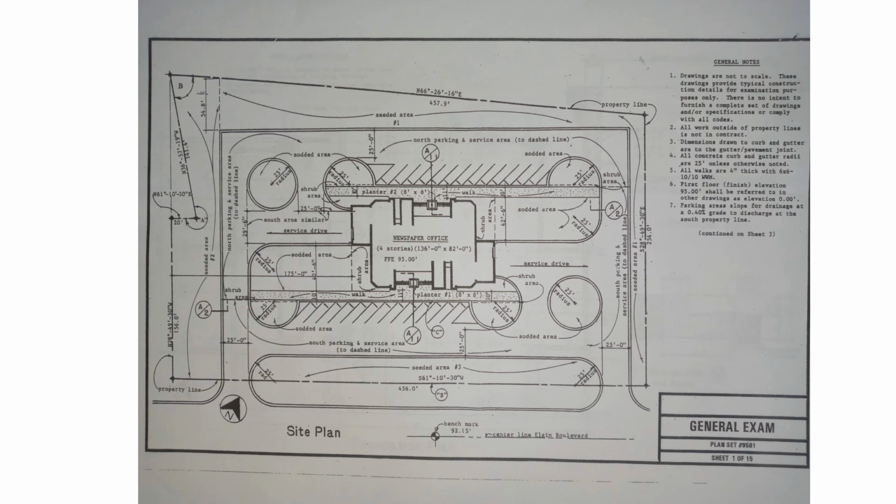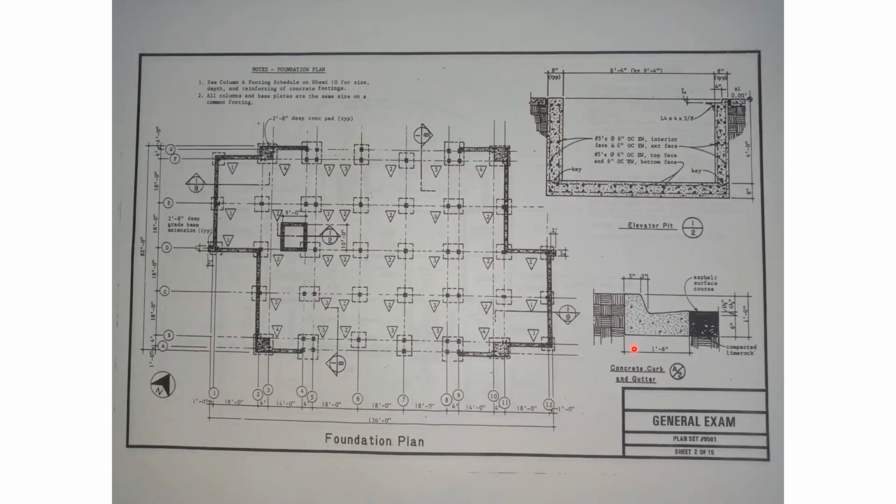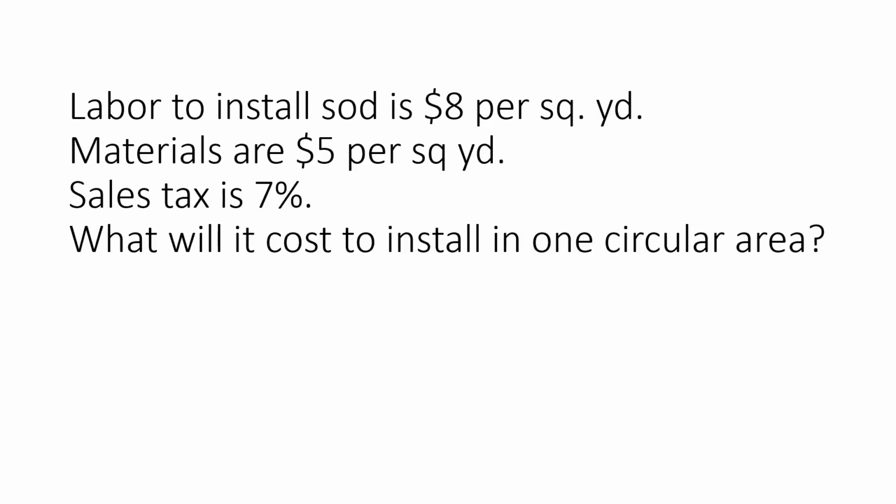As we go forward, on the next page there's a detail of the gutter. The gutter is 1 foot 6 inches, or 1.5 feet wide. So when we look at the radius of 25 feet, we have to subtract the 1.5 feet to get the actual radius of the sod. That's one thing you really need to be aware of if you're going to be dealing with these plans.